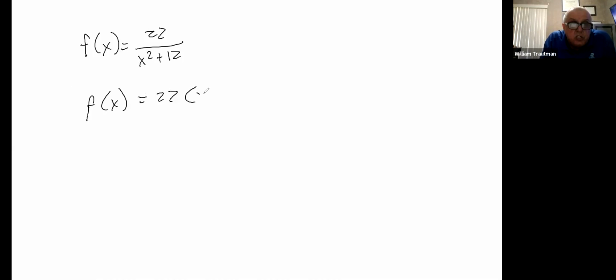So here's our function, 22 over x squared plus 12. There's no x on top of this function. I've already done this derivative twice. I'm not going to do the first derivative yet. What I want to do is rewrite this. As soon as I don't see an x on top, I'm going to rewrite this function to be this, and I can then rewrite it once again to be this, where u equals x squared plus 12.